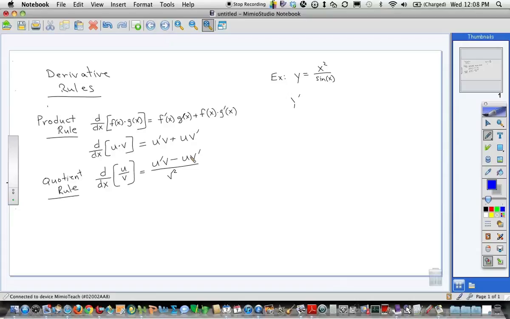So y prime would be what? Tell me what to write. 2x times sine x minus x squared cosine x all over sine squared. Right? Yep. That is it.